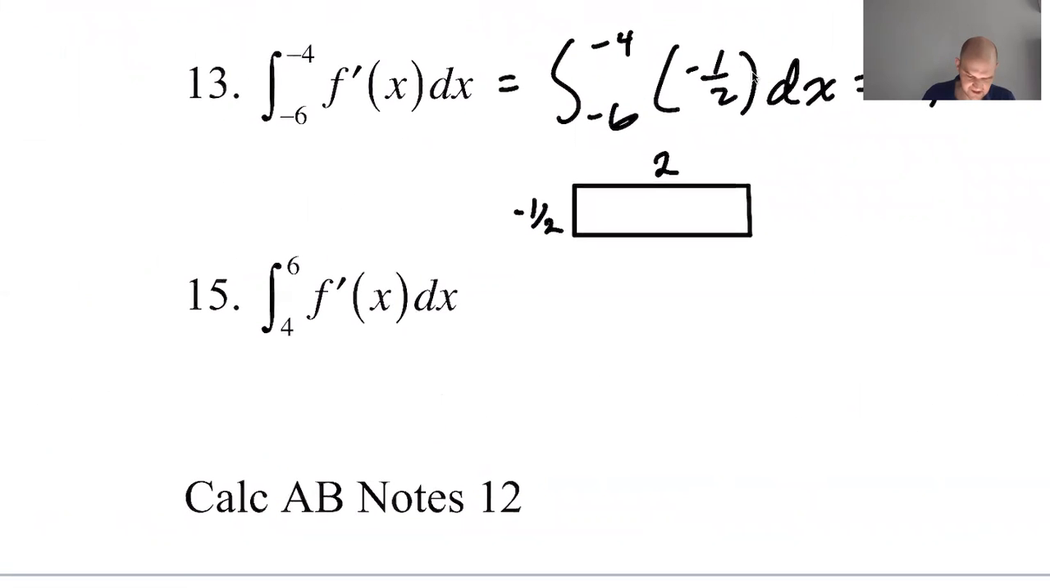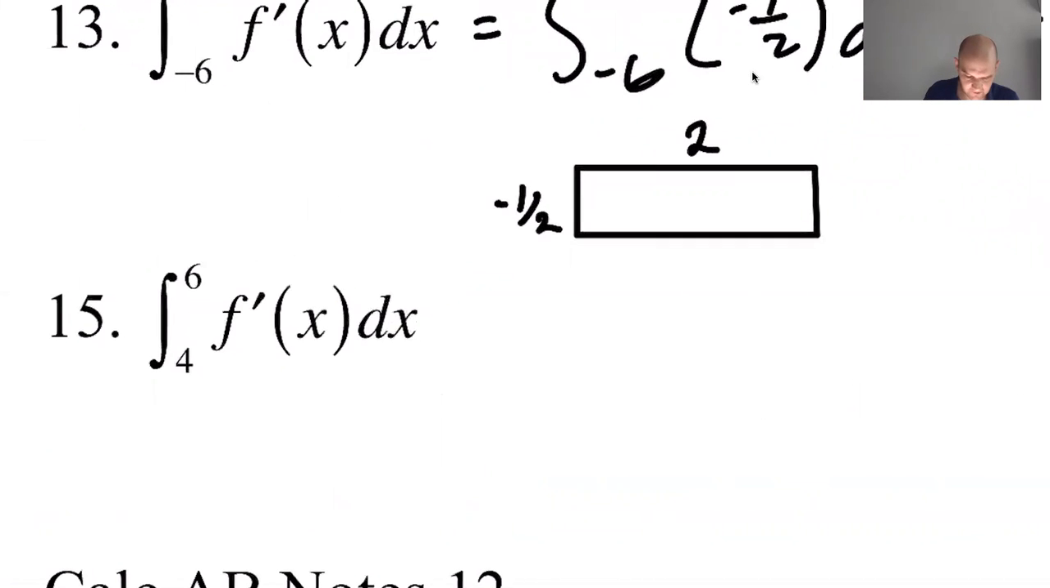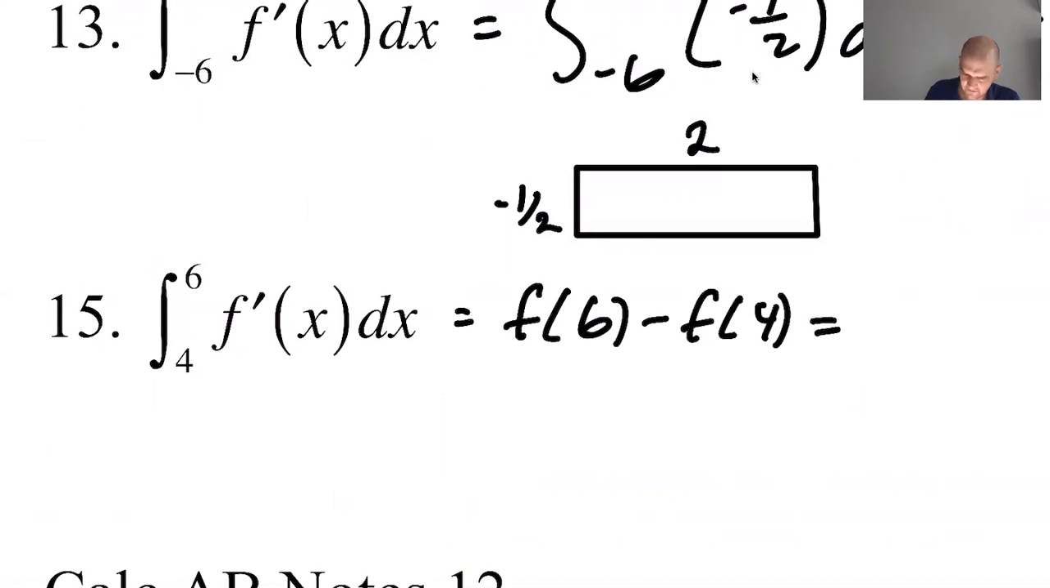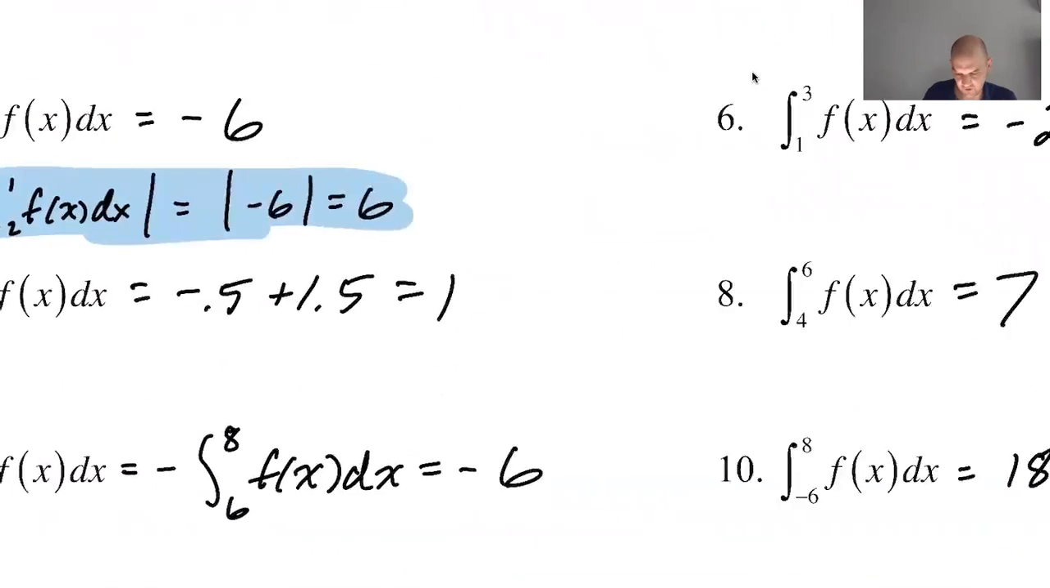So 4 to 6 of f prime is like finding the displacement of f of x from 4 to 6. So I need to know where it is at 6, where it was at 4, and I do f of 6 minus f of 4, basically. That's how I'm going to find my displacement. So this should be f of 6 minus f of 4. Let's see what that gives me, and then we'll do it the other way.